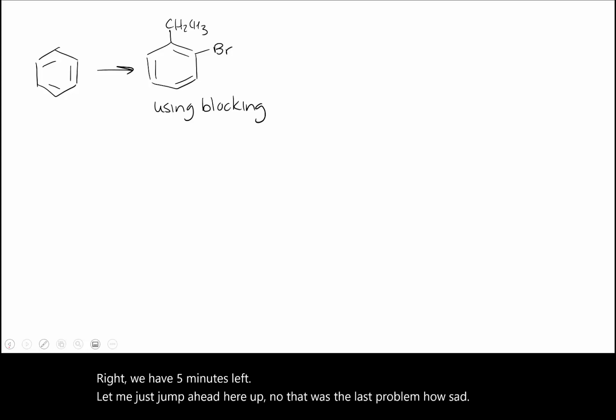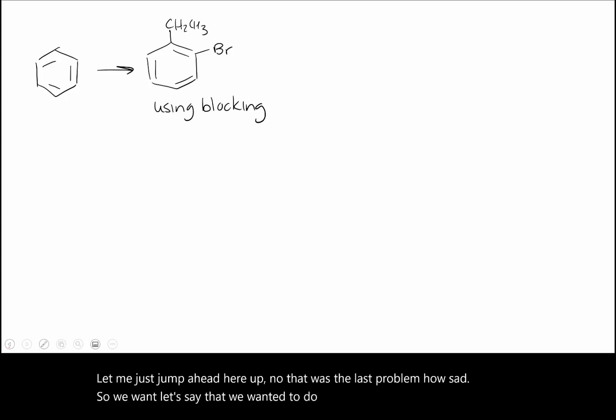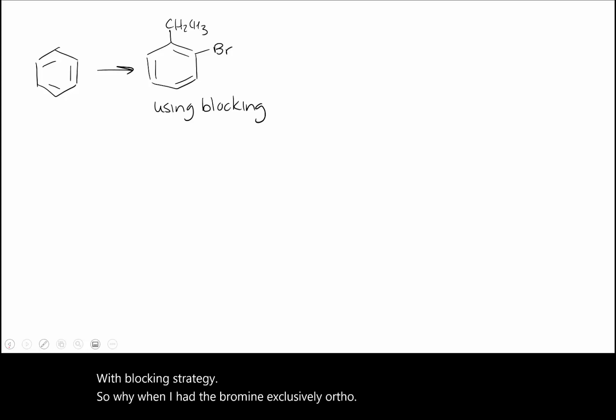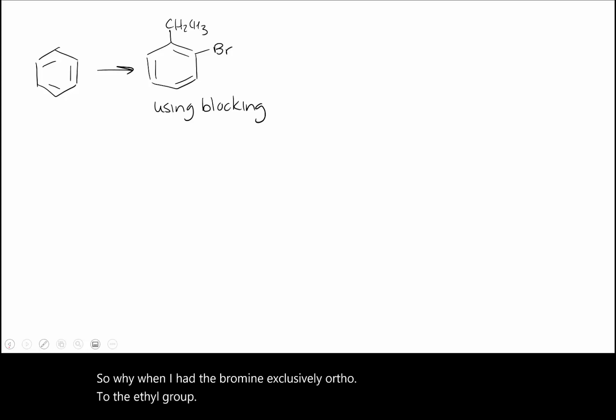So let's say that we wanted to do this problem with a blocking strategy. So I want to add the bromine exclusively ortho to the ethyl group. How would I do that? Well, we know how to add an ethyl group. We know how to add a bromine. I want to use a blocking strategy to block the para position, and that group would be a sulfonic acid group.